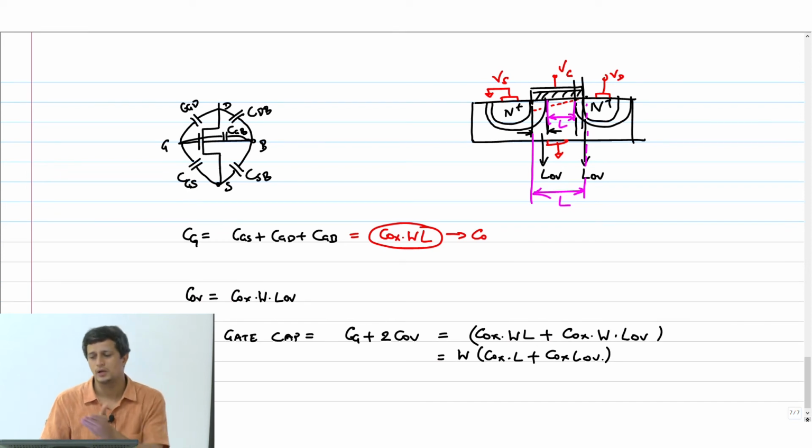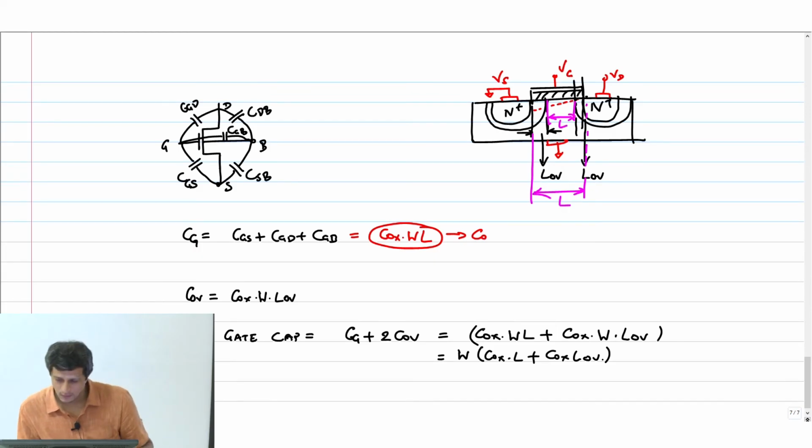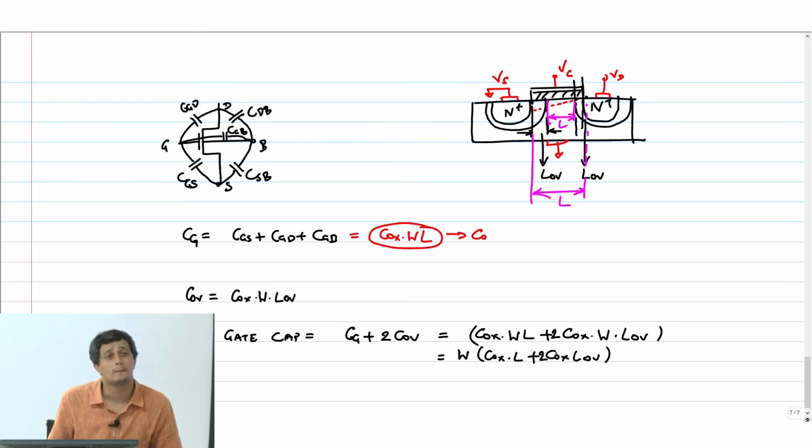Because I have one capacitor overlap on the drain side, one overlap on the source side. This one, yeah, this is 2.